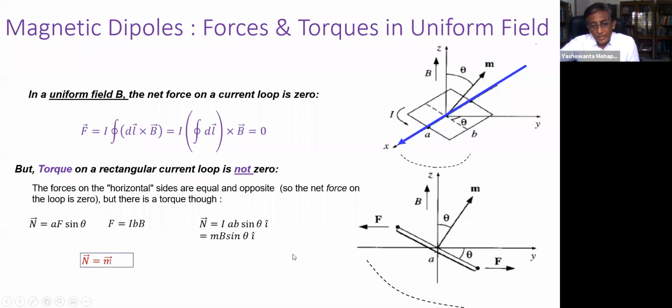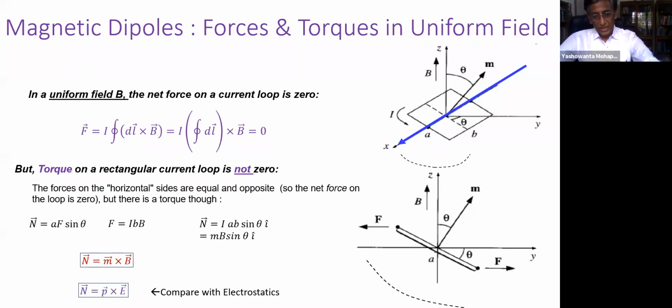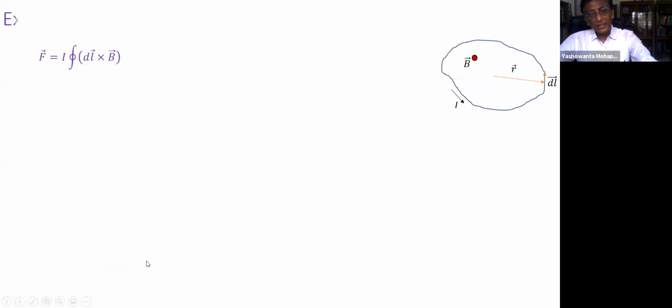Hence this is good enough for me to write down a more general result: N is M cross B for a uniform field. How does that compare with electrostatics? P cross E is the same actually. We have come by a completely different route, but the results are exactly the same, or similar. Let's calculate a quick example in the next few minutes.